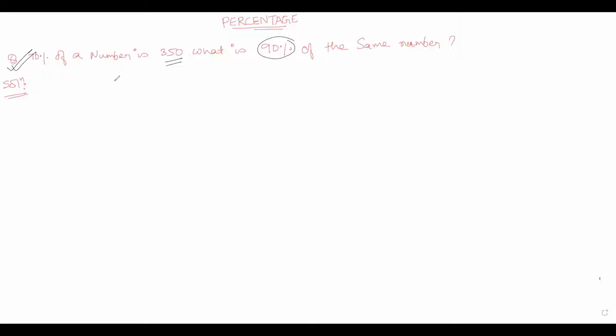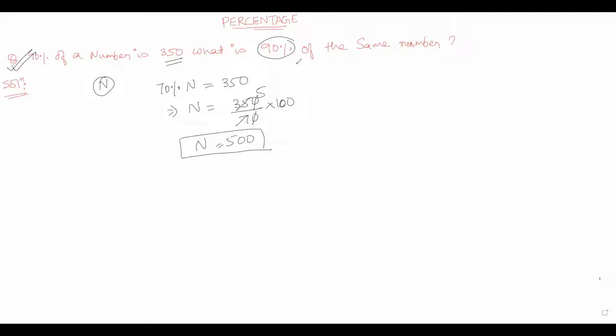Here, 70% of the number is given to be 350. So let us assume the number to be n. We can say that 70% of this number n is nothing but 350. So I can calculate the value of n as 350 upon 70%, which is 70 upon 100. So this would be 500. We can say that the number is 500.